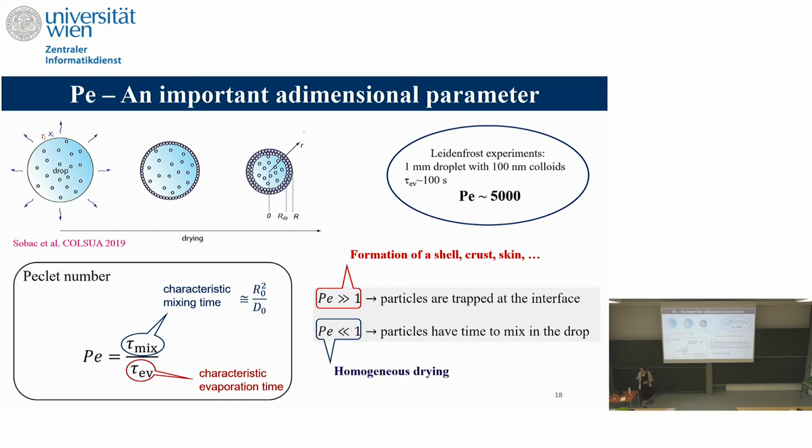And if we put numbers just in the Leidenfrost condition, where you have a very hot plate, the evaporation time is like 100 seconds. So it's not very fast because you have this vapor that insulates the drop. And we have a Peclet number of about 5,000, so very high. So we expect to have this shell. Okay.